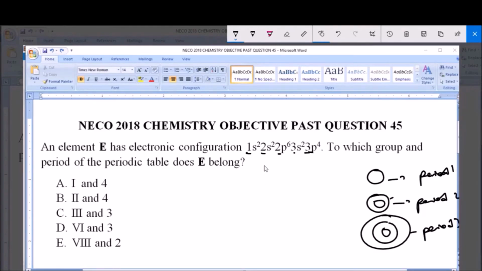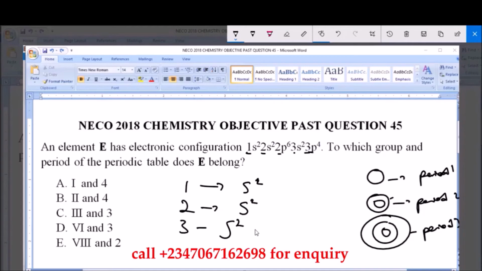Now for the group, to find the group of this element: if this element was to be in group 1, group 1 will be carrying 1 electron on the s orbital. Group 2 will be taking 2 electrons on the s orbital. Now group 3 will be taking 2 electrons on the s orbital, that is the outermost orbital, and 1 electron on the p orbital.